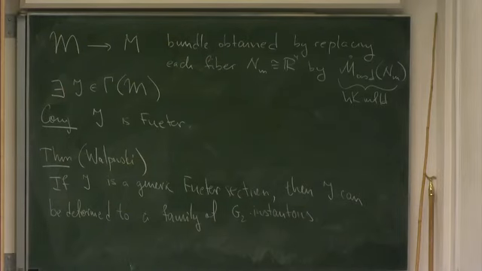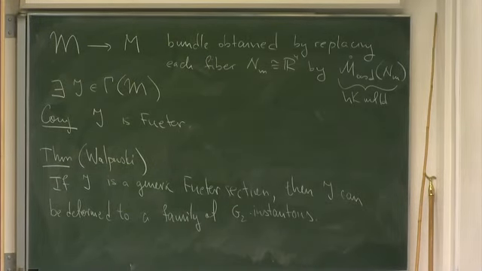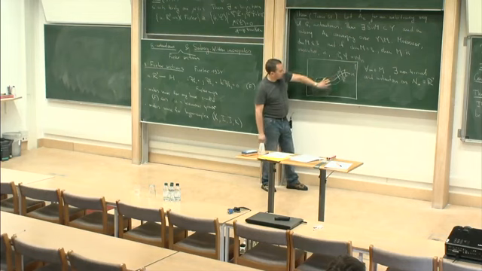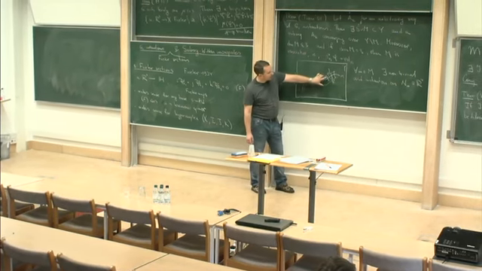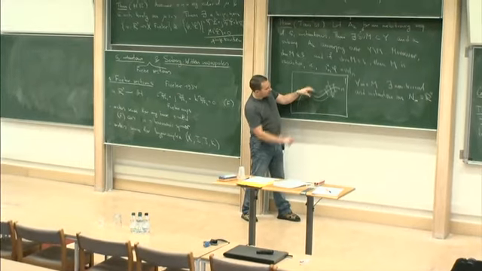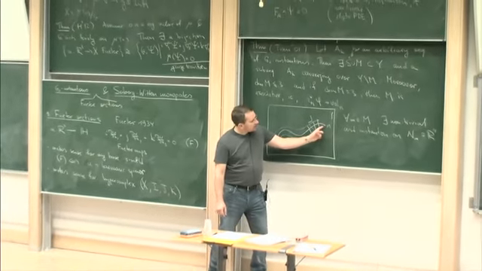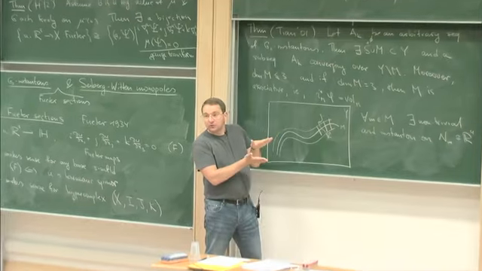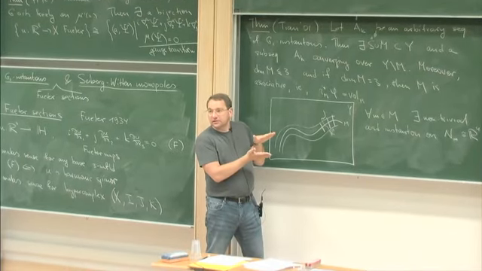This means the following. If you have a Fueter section, you can find a sequence or a family of G2-instantons in a small neighborhood of M, which develops a bubble along this submanifold M, and in the limit, you see your original Fueter section.